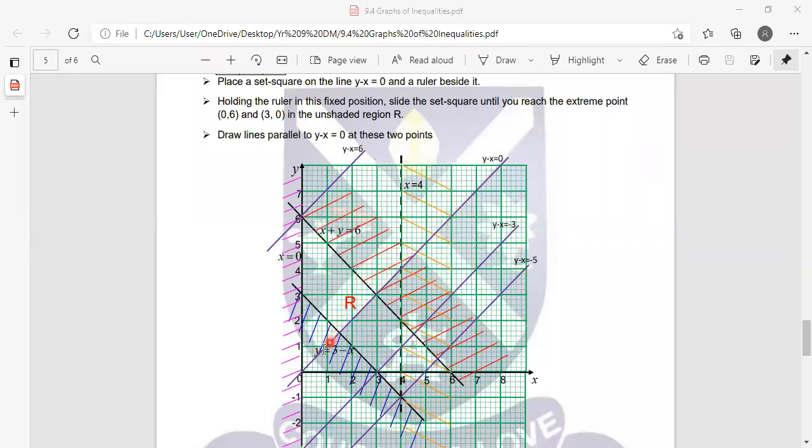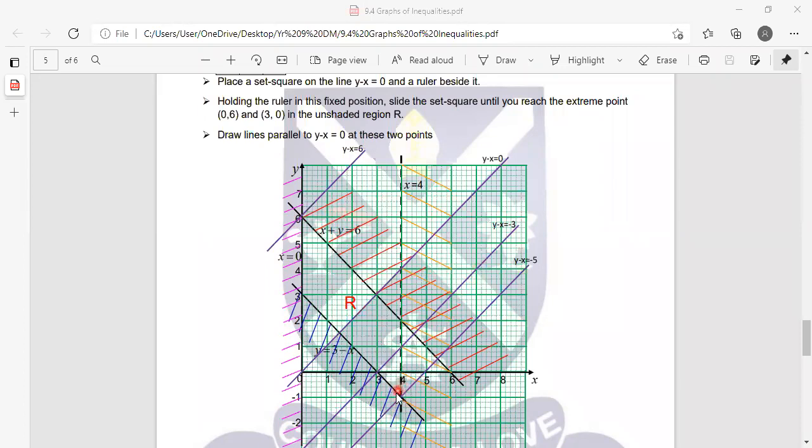Now I need to draw lines that are parallel to this line, and it should pass through the region R. So I have extreme points. Parallel line, this is one extreme. Y minus x equal to 6 is one extreme. So I have several lines that I can draw. And the other extreme is y minus x equal to -5. This is the other extreme.